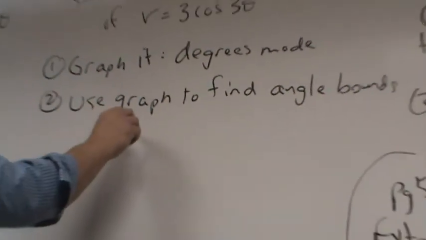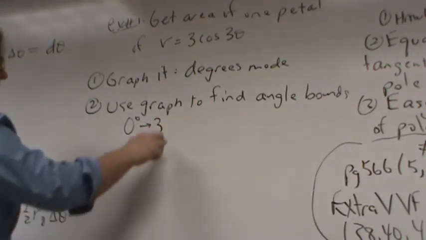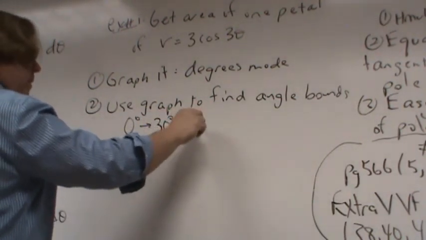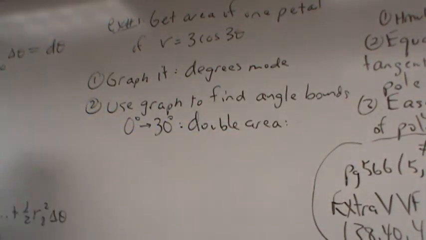So I'm actually going to do that. I'm going to go 0 degrees to 30 degrees. But remember to double your area, okay? But if you want to go 30 to 90, that's fine.